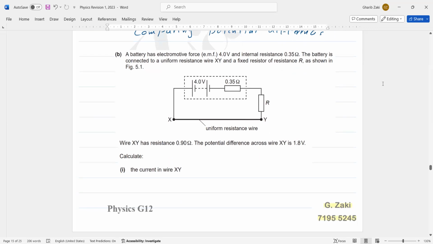Okay. It's easy, I think, this part. The current through XY equals the voltage through XY over the resistance of XY. We have the voltage. The voltage is given 1.8. And also we have the resistance 0.90. So the answer is 2 ampere. Finish this part. Next part.